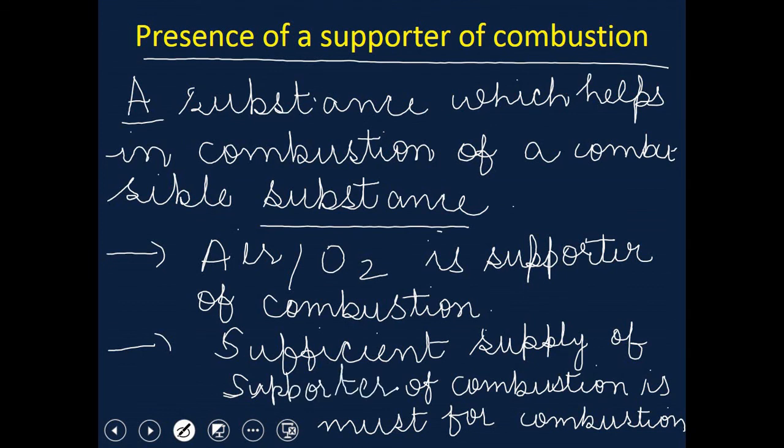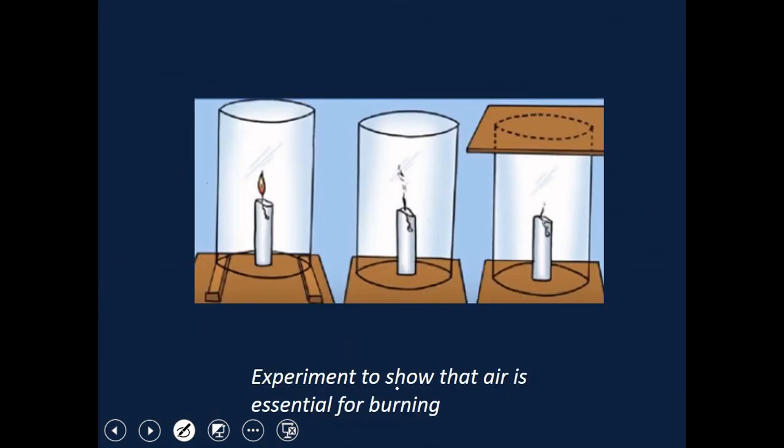So what I said, if a sufficient amount of supporter of combustion, oxygen, is not present, or air is not at all present, then the process of combustion will not take place. Now children, this is an experiment I just want to mention here with the help of these three sets. I just want to explain what this experiment is.